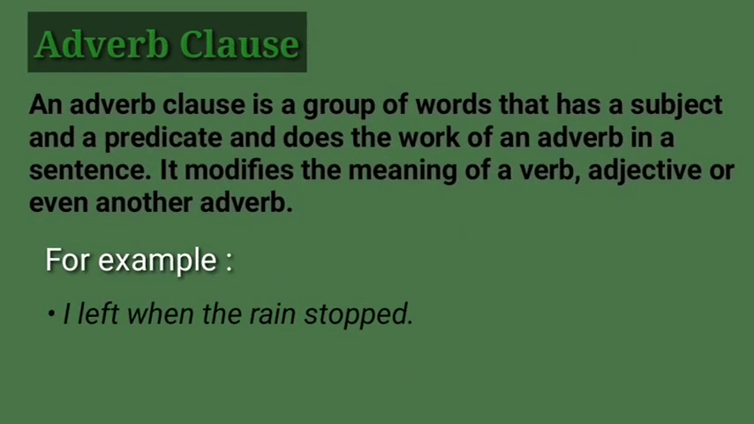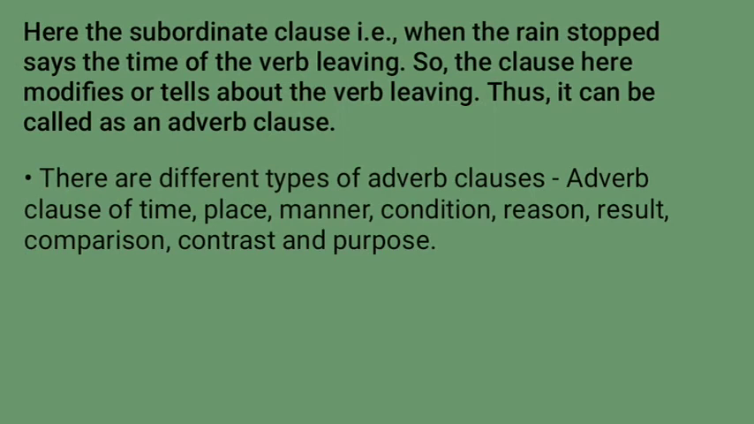The next type of clause is the adverb clause. An adverb clause is a group of words that has a subject and a predicate and does the work of an adverb in a sentence. It modifies the meaning of a verb, adjective, or even another adverb. For example, I left when the rain stopped. Here the subordinate clause, when the rain stopped, says the time of the verb leaving. So the clause modifies or tells about the verb leaving. Thus it can be called an adverb clause.